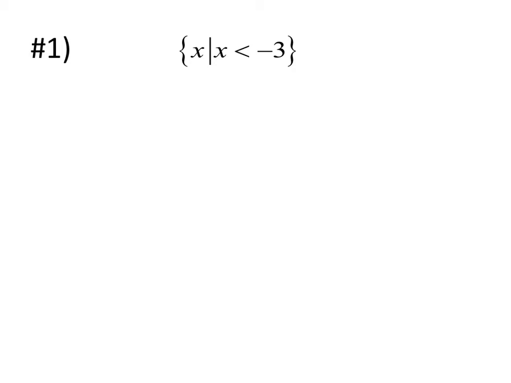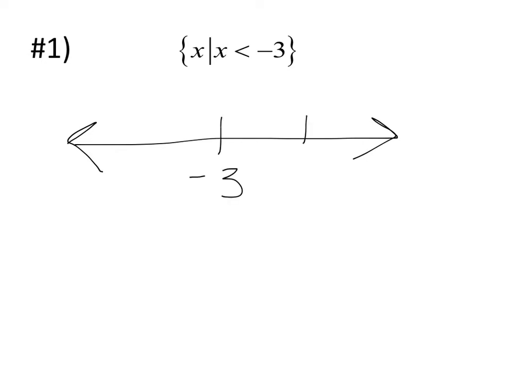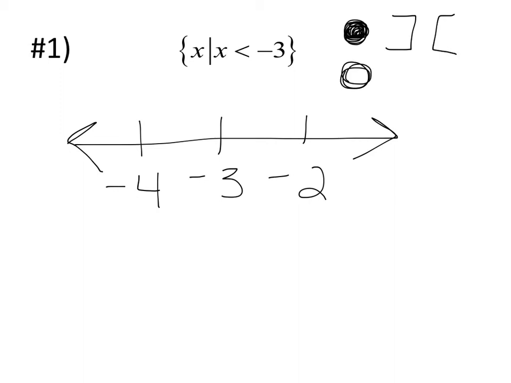So, first thing I need to do is graph this, which means they want it on a number line. So I have -4, -3, -2. Remember, we have replaced closed dot with a bracket and open dot with parentheses. So this is an open dot, so we're going to use parentheses.